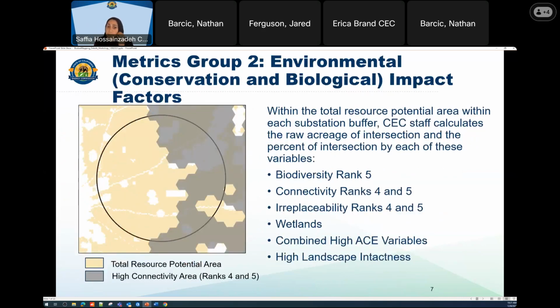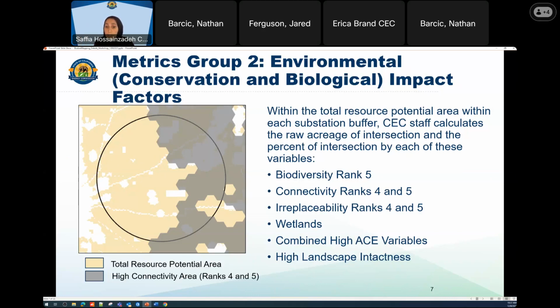Okay, so our next group of metrics is the environmental impact factors metrics group. And this focuses on the conservation and biological conditions of the area around the substation. And we rely on many of the data sets that make up the core land use screen to make up these variables in this group.